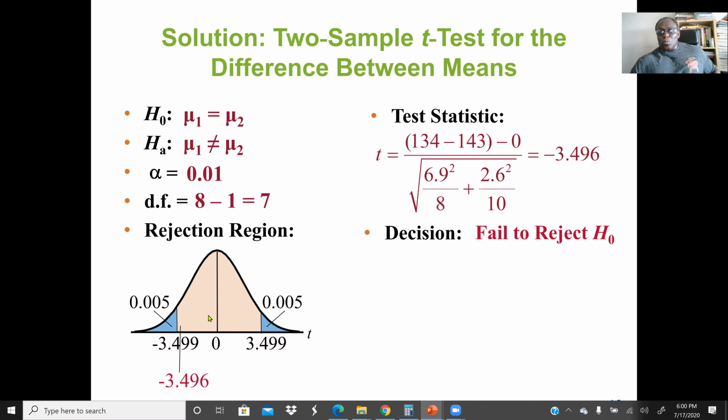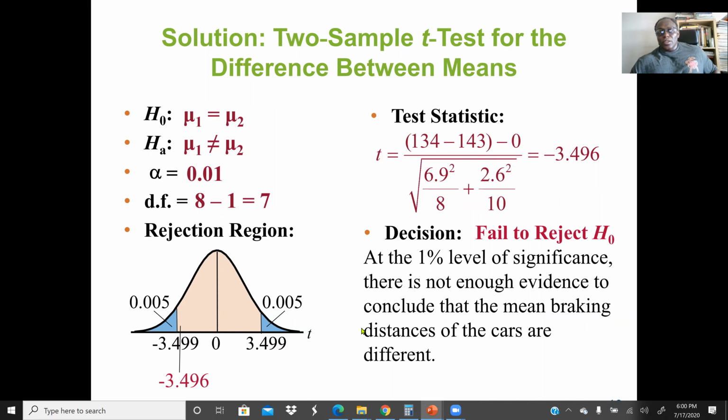So our decision will be to fail to reject H0. We fail to reject H0. The significance level is only 1%. So we say at the 1% level of significance, there's not enough evidence to conclude that the mean braking distance of the cars is different. So we have to accept H0 that they are the same.